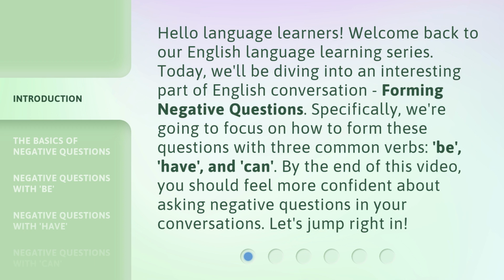Today, we'll be diving into an interesting part of English conversation, forming negative questions. Specifically, we're going to focus on how to form these questions with three common verbs: be, have, and can. By the end of this video, you should feel more confident about asking negative questions in your conversations. Let's jump right in.